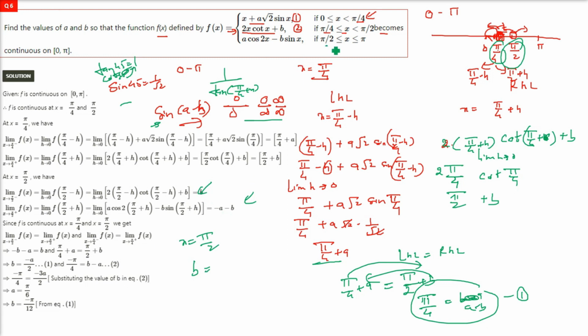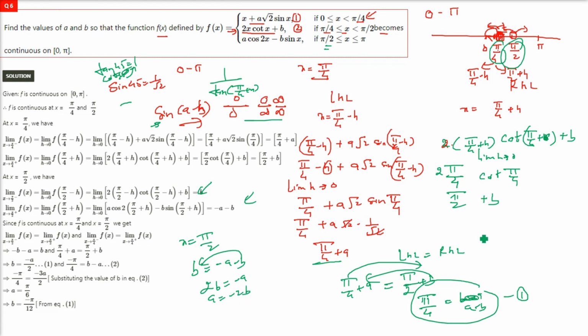Okay. So x equals pi by 2. For x equals pi by 2, the left hand limit and right hand limit have come as b and minus a minus b, which I am equating. Actually, it is minus a minus b and b. So 2b equals minus a. It will be a equals minus 2b. So a equals minus 2b here.